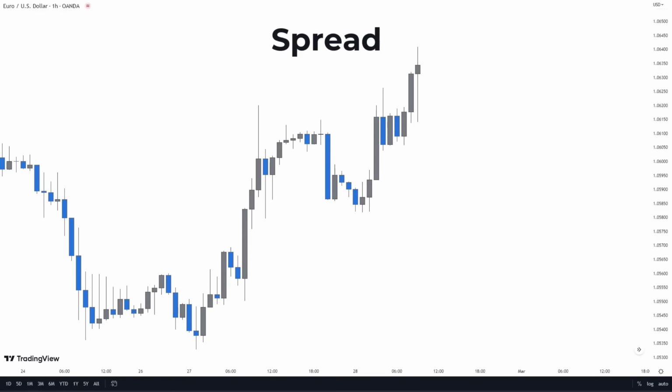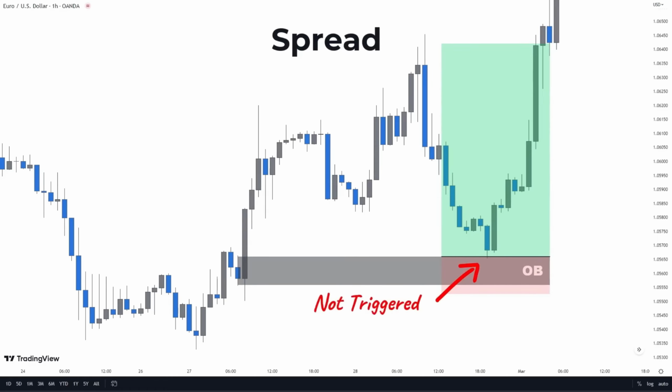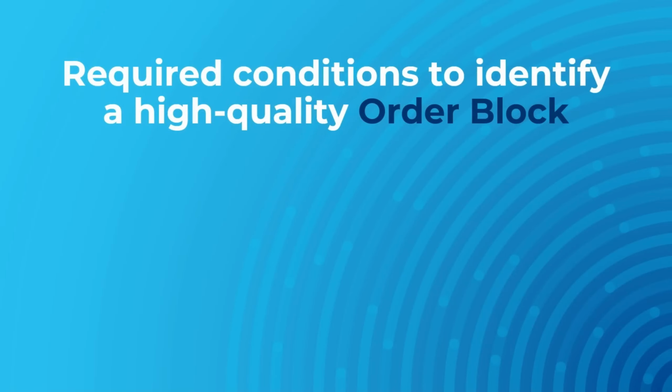Another important factor in trading is how to deal with the spread. Many times, the market reacts to order blocks within a pair. So having a high spread will make you miss many winning trades or trigger the stop loss when the price did not even touch it.